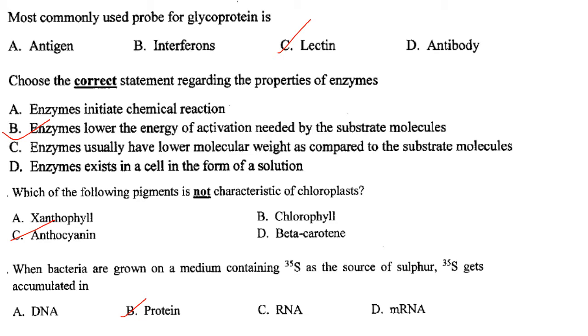Then next one, which of the following pigment is not characteristic of chloroplast? So anthocyanin is a pigment that is not characteristic of chloroplast. It is found in the cell vacuole. Then next, when bacteria are grown on a medium containing S35 as the source of sulfur, S35 gets accumulated in the protein because protein amino acids have got sulfur groups in them. That is cysteine and methionine. They have sulfur in those amino acids. Whereas in RNA, mRNA and DNA, you don't find any sulfur.